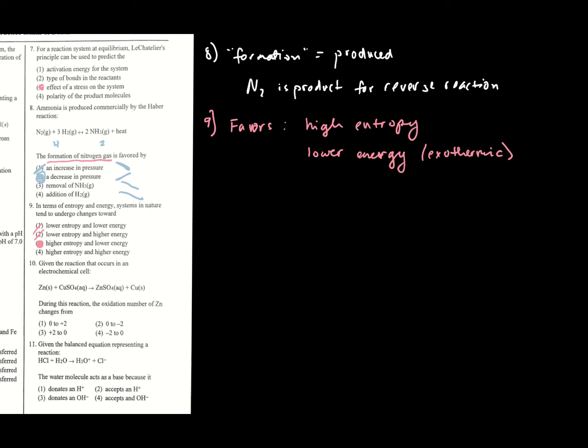Number 10. They give us a reaction and we are looking at the oxidation number of zinc and how it changes. So we need to look at zinc on both the left side and the right side. Given that zinc is a free element on the left side, it has an oxidation number of 0. And then, when it's bonded with sulfate, it has a charge of +2. Because sulfate has a charge of -2, you can see that on the periodic table. And to match that, zinc has to be +2.